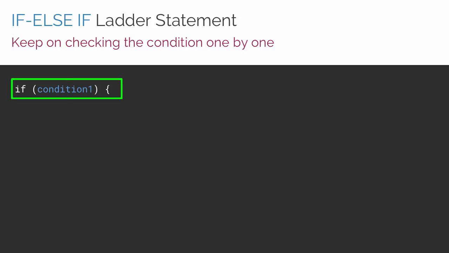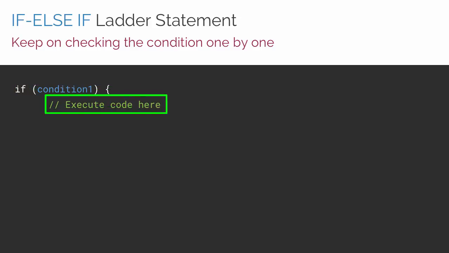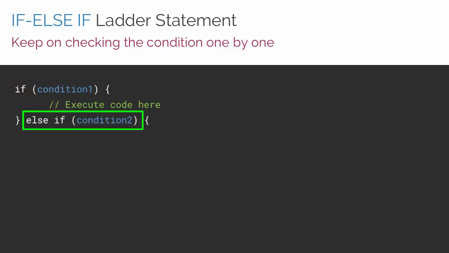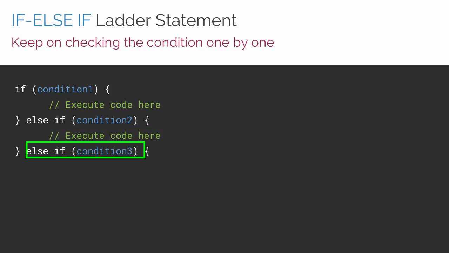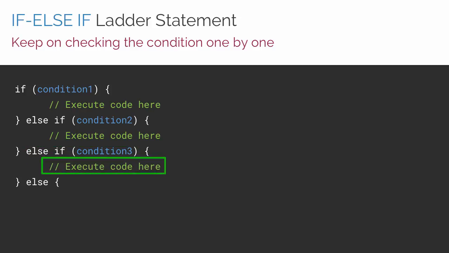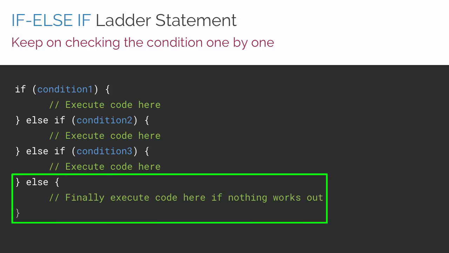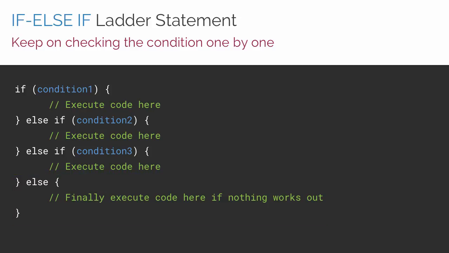Here, if condition 1 is true, then execute the code here. Else if, check for condition 2. If that is true, then execute the code within this block. If condition 2 is false, then again go for the condition 3 check. If condition 3 is true, then execute the code here. If none of the conditions at the top are true, then simply execute the code here if nothing works out. So the else block is the default block of the if-else-if ladder statement. You can define the if-else-if ladder statement as keep on checking the conditions one by one.